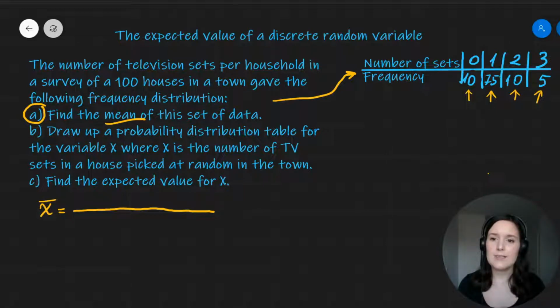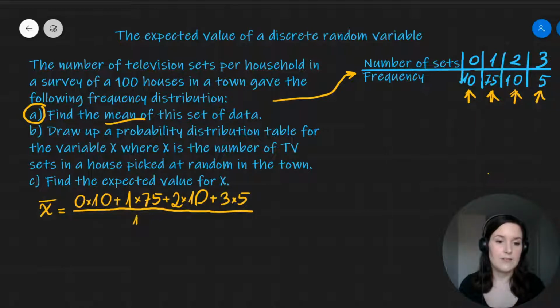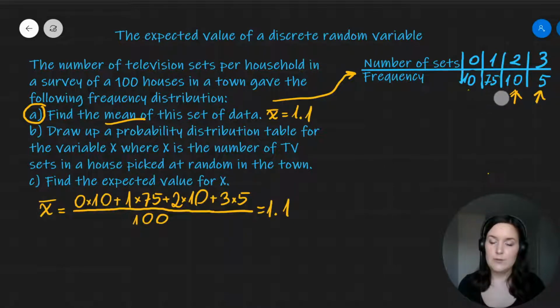Okay, so let's take the first one, 0 TV sets in 10 houses, then add to that in 75 1 TV, that's 75 TVs, then 2 TVs in 10 houses, so that's 20 more, and then in 5 houses, 3 TVs, that's 15 more. And divided by the number of houses, which is 100, and we get 1.1. So the mean is 1.1. Let me erase everything now. That's the mean. And let's try part B.